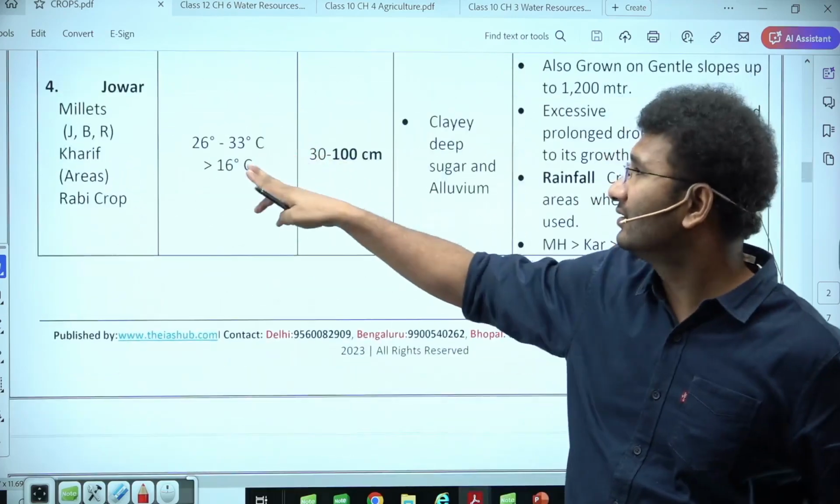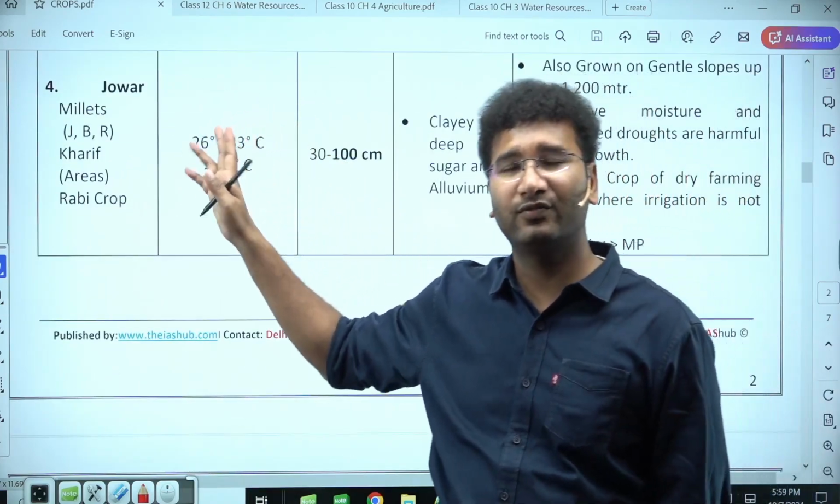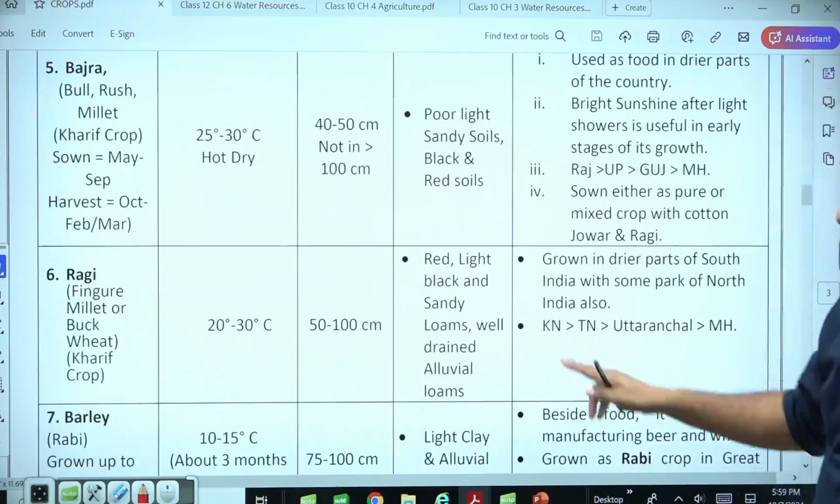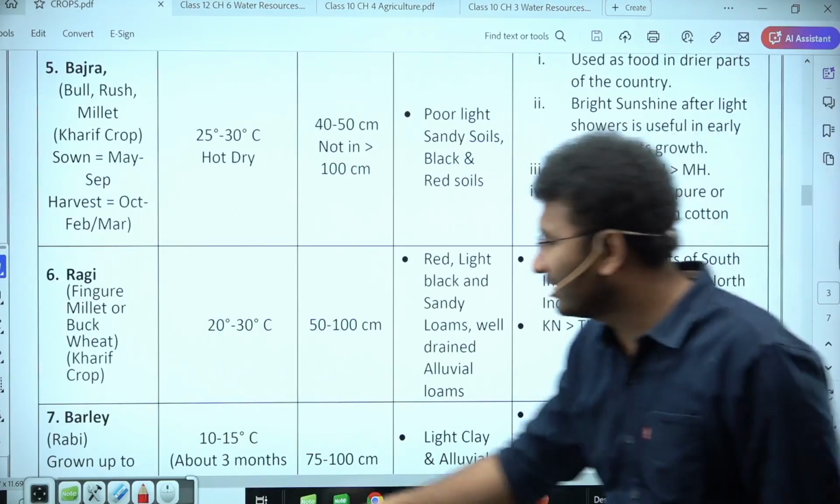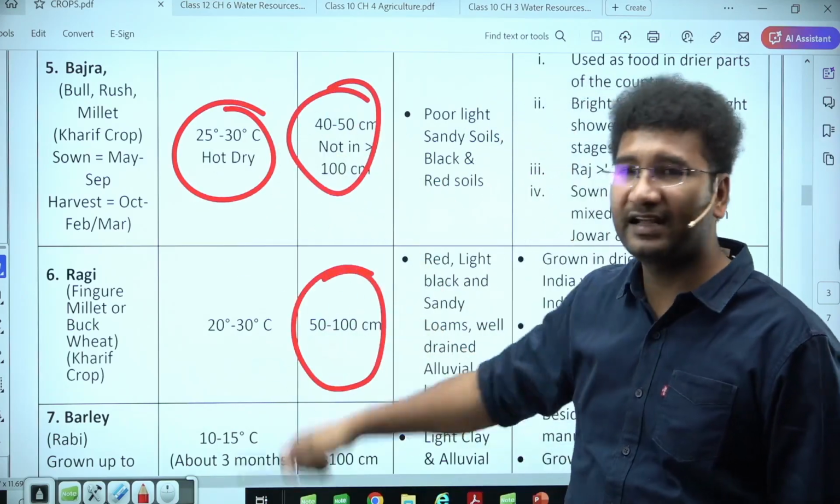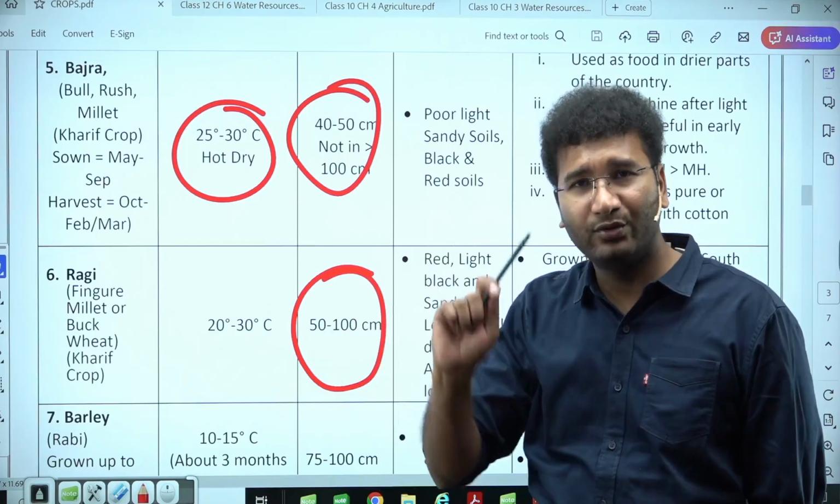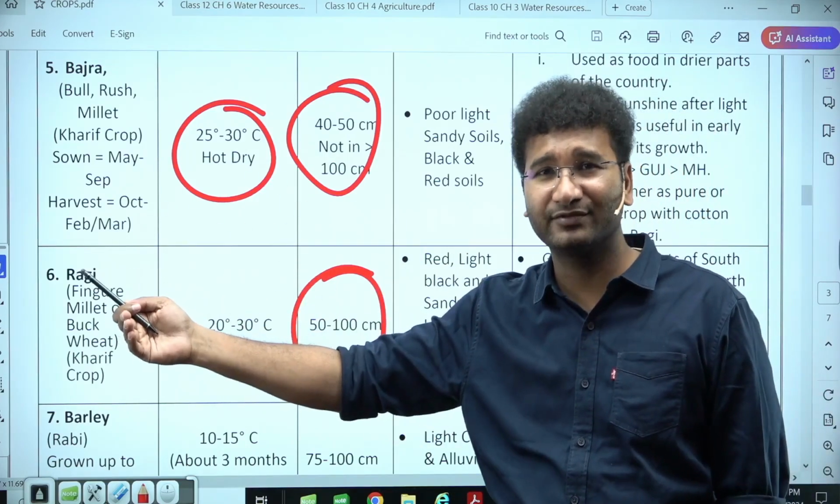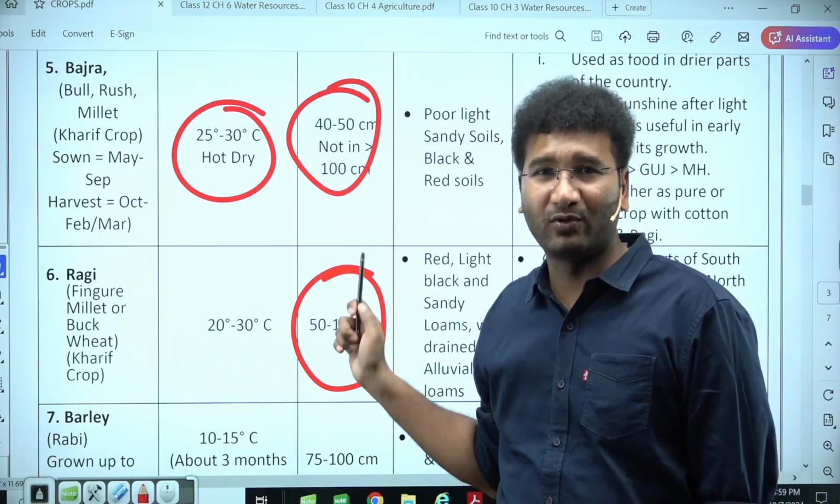Come to jowar. These are food crops, and they are also called millets. बाजरा, रागी. Bajra and ragi. Again 40 to 50. Look at this, less than 100 centimeters. Do you remember the map? Where do you find 100 to 200 centimeters in the agriculture chapter that I have shown you? So these crops will be grown like that.